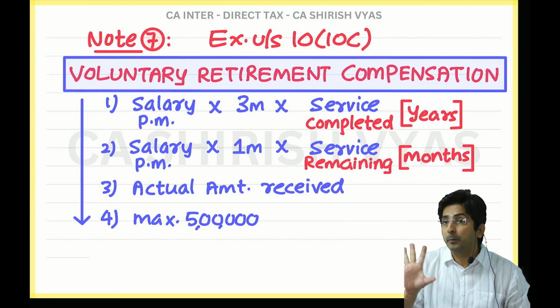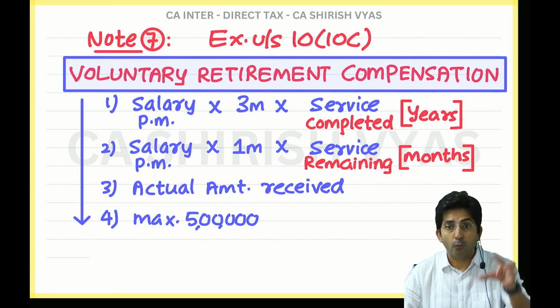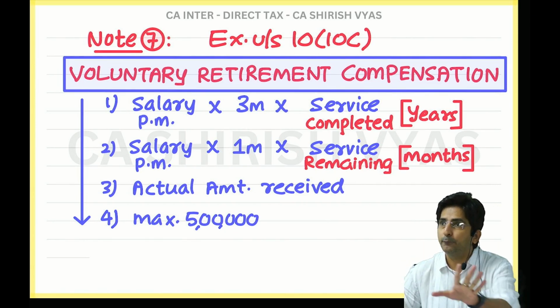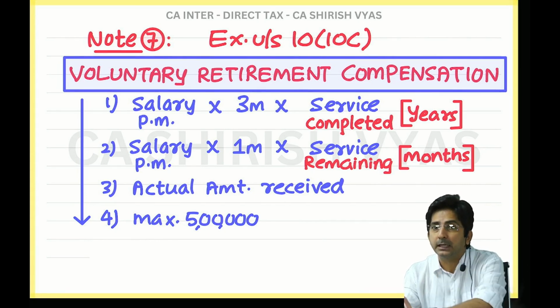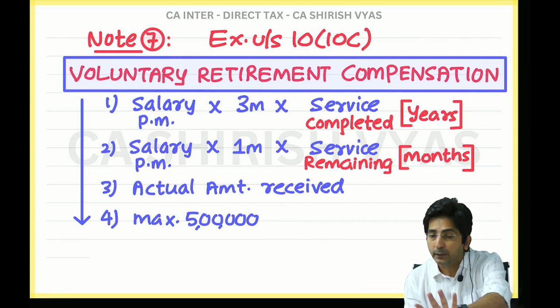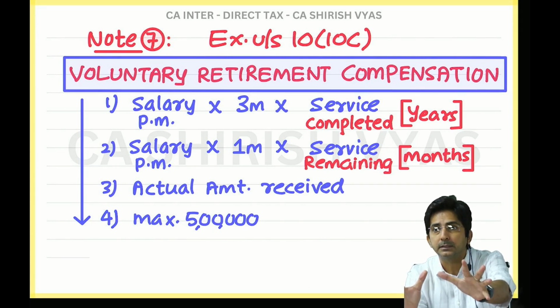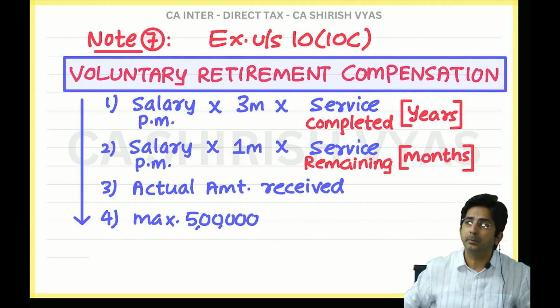But that should not be more than 3 months for each year. It means for 1 year of service, you should be given 3 months. Like if you have worked for 10 years till now, so 10 years, for each year 3 months. So 10 years, 30 months. That much salary if the company gives you, that is also reasonable.